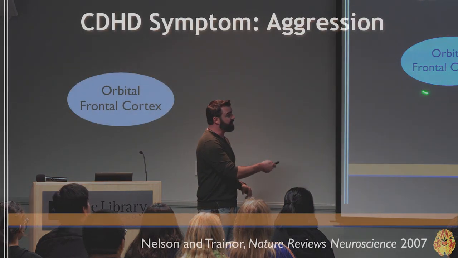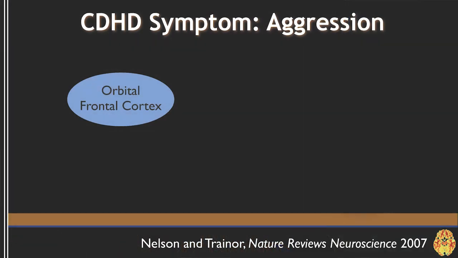We do suspect strongly that this part of the brain called the orbital frontal cortex, very cleverly named because it's at the front, right above the orbits of the eye, orbital frontal cortex, normally is communicating with this little almond-shaped thing deep in the center of the brain called the amygdala. Amygdala means almond.